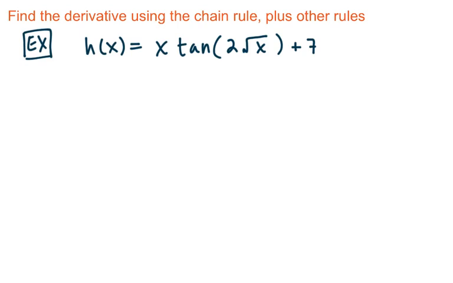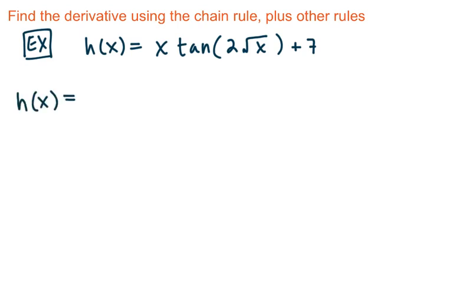Here, for this example, we have h of x equals x times the tangent of the quantity, 2 times the square root of x, plus 7. So we've got plus 7. The derivative of a sum, we can take the derivative of each term. The derivative of 7 will just be 0. So we know that's going to go away. But looking at this, it is x times the tangent of this. So because that has multiplication in there, we're going to need to make sure that we use our product rule.